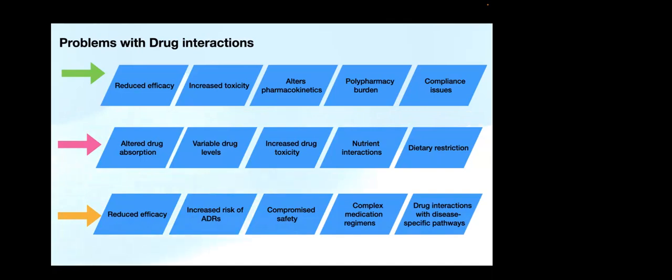The very first row is the drug, the second, pink, is drug-food, and the yellow is drug-disease interaction. And these are some problems which are associated with it. Let's see how we can detect drug interaction. The detection of drug interaction is always a critical aspect of medication management and patient safety. Let's see, very first is the drug interaction database we can use.